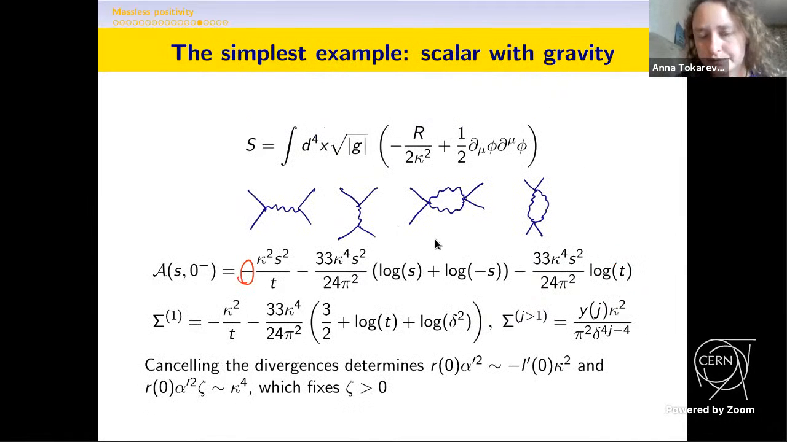Then after canceling divergences in the forward limit, we can use the basic technique of obtaining positivity bounds applied to some theories with gravity. Before this work, it was hard to say how to apply all bounds in the case if we add gravity, because there was scattering of gravitons, which has these terms like S squared over T.